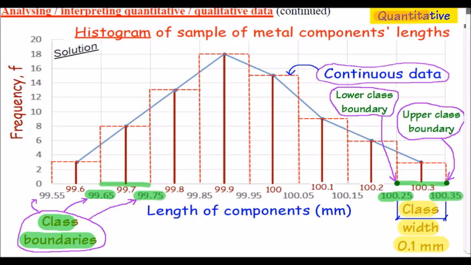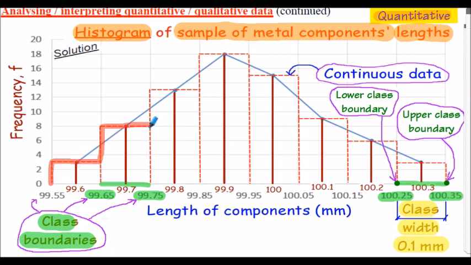Quantitative data continued. Here we have a histogram. I've extracted this slide from a previous presentation related to statistical analysis. This histogram relates to a sample of metal components whose lengths were measured from the production line. The histogram is shown by the dashed lines here. Histograms relate to continuous data. Just highlighted the histogram for ease of reference. As I say, we've reviewed histograms and their construction in previous presentations.